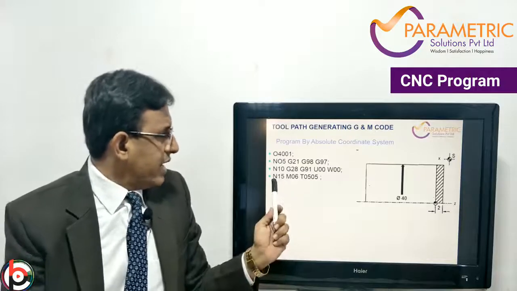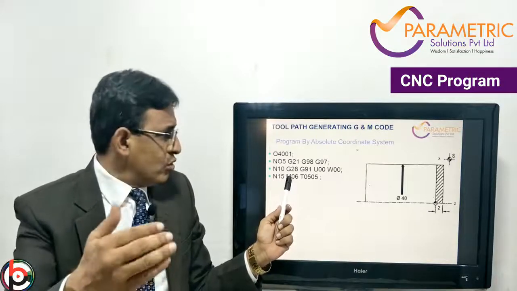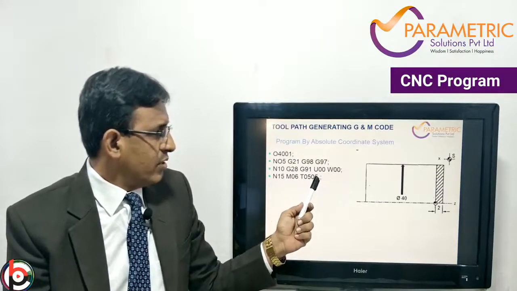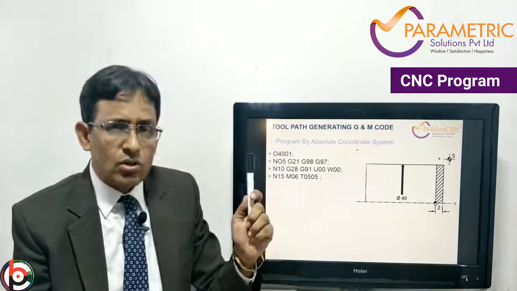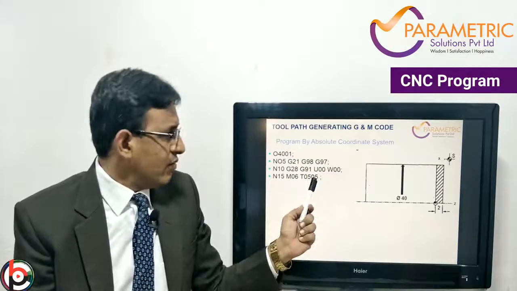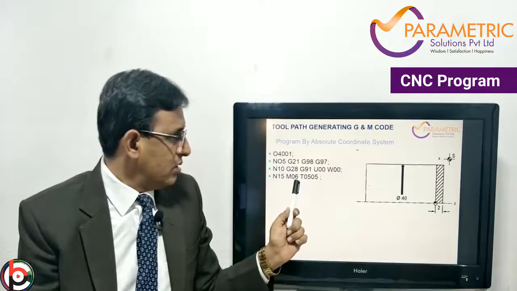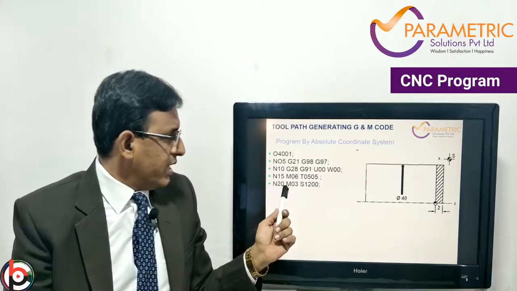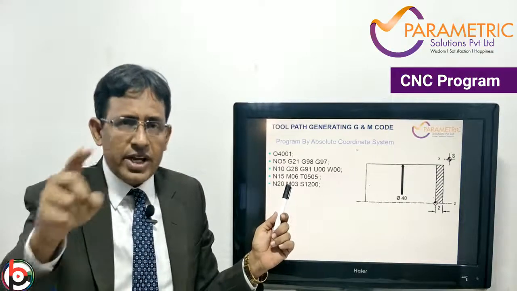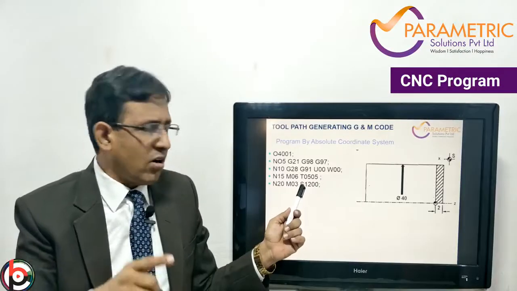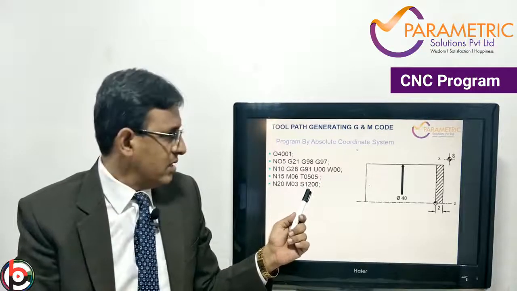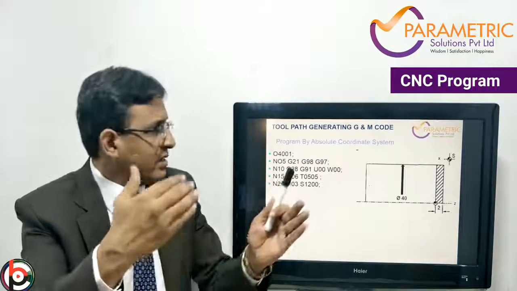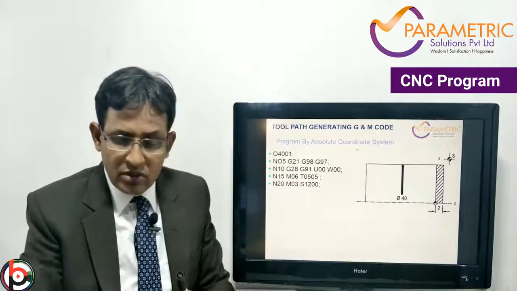The next step is N15. Now we are going to call the tool turret, that is M06, T0505. T05 is the tool number in the turret and 05 is the offset page. Okay. So next step, the block number is N20, M03, that is clockwise spindle rotation, at a speed of S1200, and end of the block. Now the spindle has started rotating at tool reference zero.